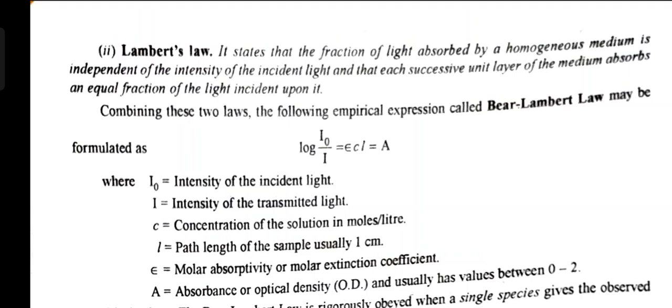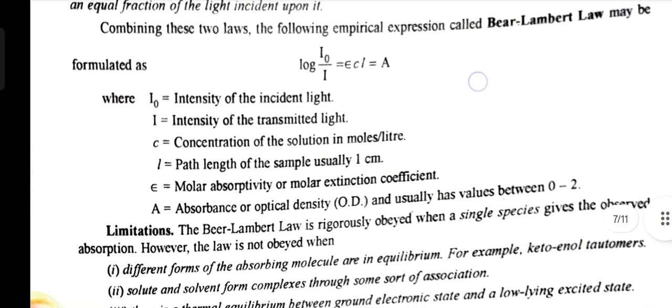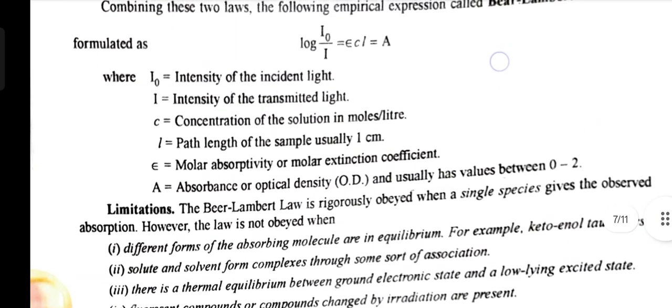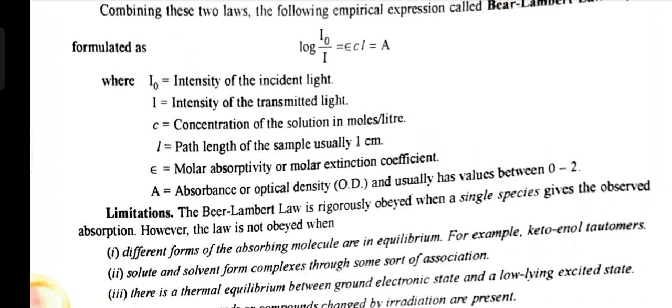Log I naught by I equals epsilon cl equals A, where I naught equals intensity of incident light, I equals intensity of transmitted light, C equals concentration of the solution in moles per liter, L equals path length of the sample, usually 1 centimeter, epsilon equals molar absorptivity or molar extinction coefficient, A equals absorbance or optical density, and usually has a value between 0 to 2.